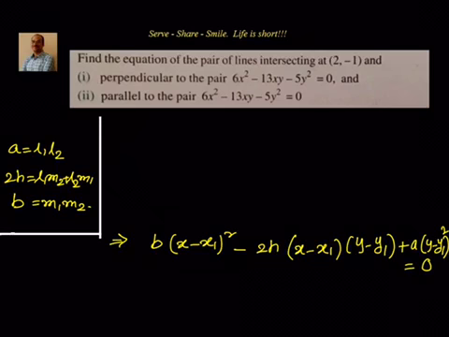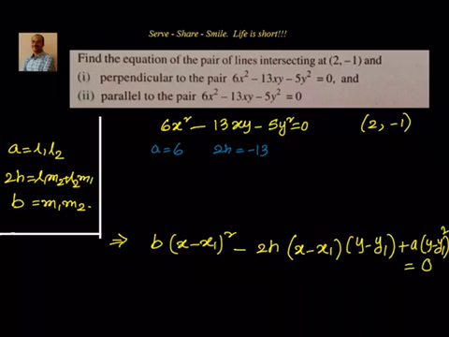So I'll write down here 6x square minus 13xy minus 5y square is equal to 0. Point is 2 comma minus 1. Let's write down the values. We have a equal to 6, 2h equal to minus 13, b equal to minus 5, x1 is 2, y1 is minus 1. Let's substitute in the formula whatever we have.